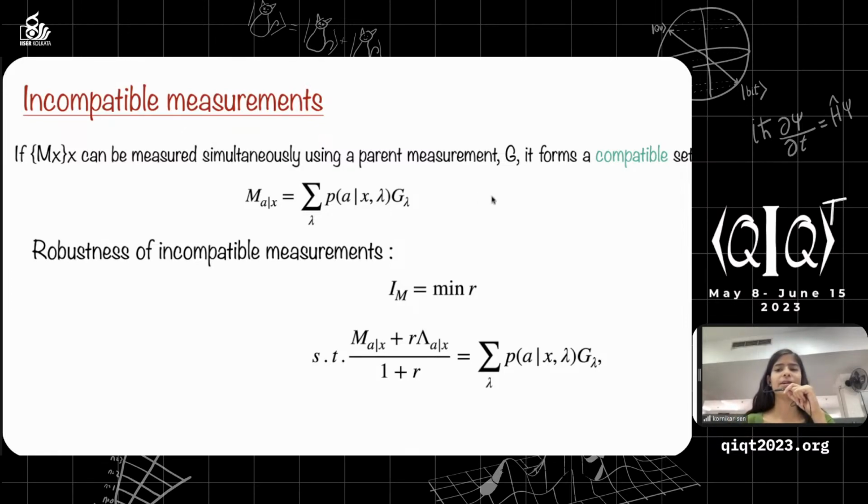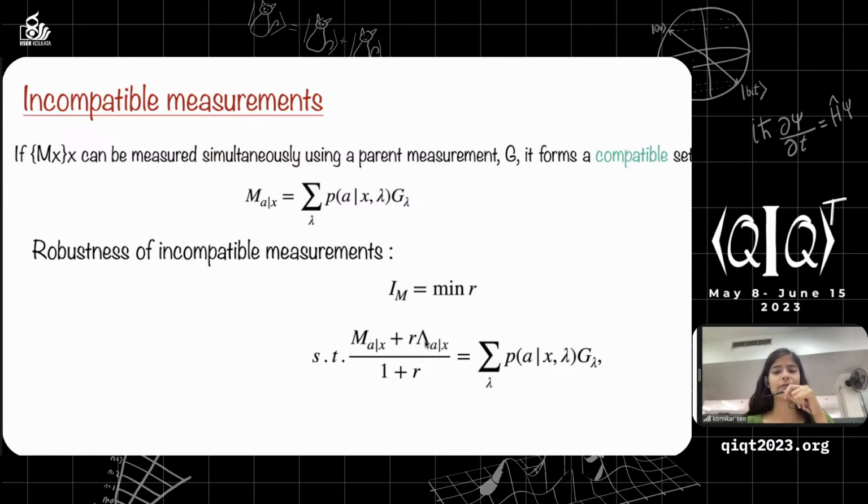But if the measurements are not compatible, that is, if those measurements cannot be written in this form, then they are said to be incompatible measurements. You can again quantify incompatibility. This is a robustness type of quantifier, which says the minimum amount of noise you have to mix with the measurement so that the whole thing becomes compatible. So now I can write this whole thing in terms of this parent measurement G. And by noise, I mean another set of measurements, so this lambda is another set of measurements.